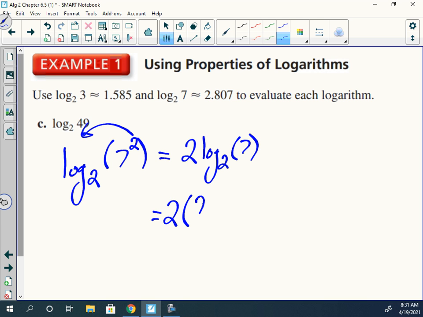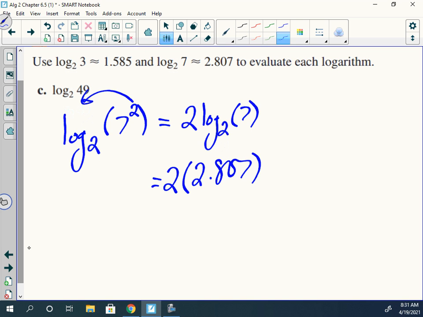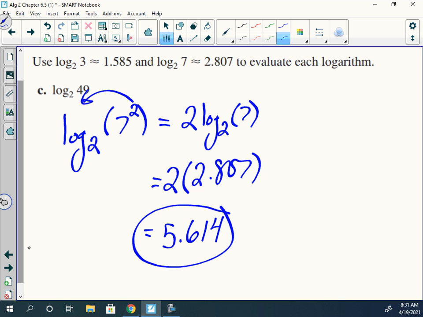The log base 2 of 7, as we know, is 2.807. So we just need to multiply this here by 2. Be good if y'all check that, just to make sure. I believe it should be 5.614. We agree with that? And that's it. That's all we have to do for these here.